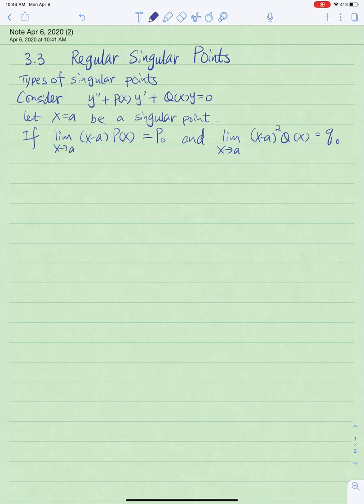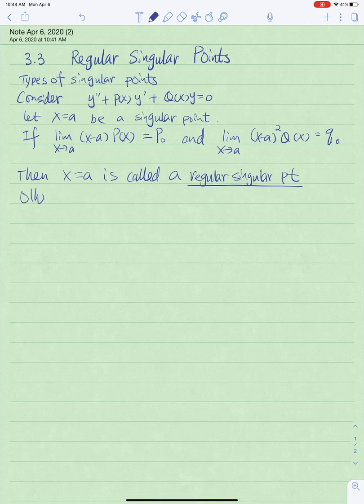the limit of x minus a times p(x), where p(x) is the coefficient of y prime, is equal to a constant, and the limit of (x minus a) squared times q(x) is equal to a constant, p naught and q naught. If that's the case, then we say x equals a is a regular singular point. Otherwise, we call it an irregular singular point.